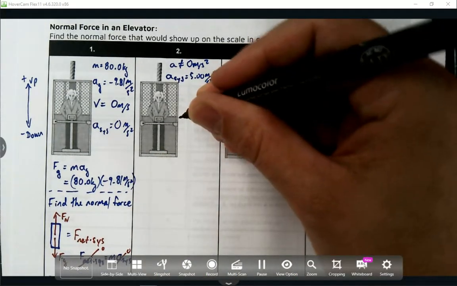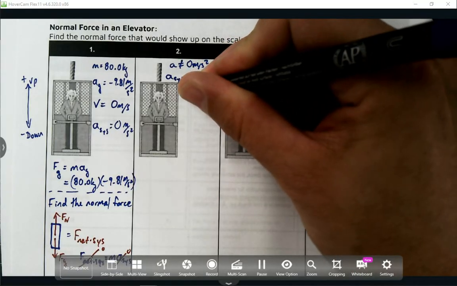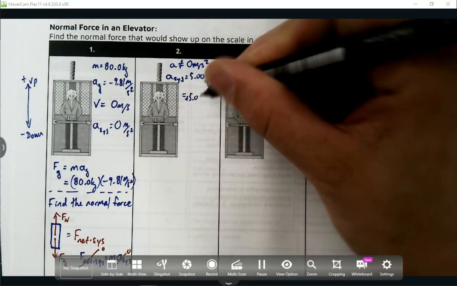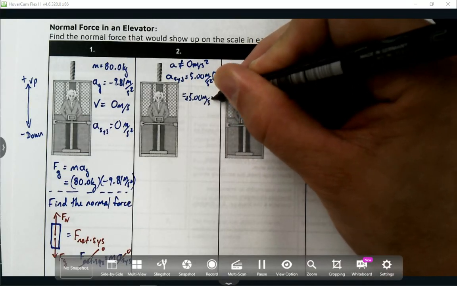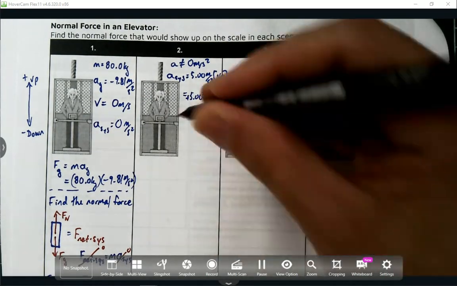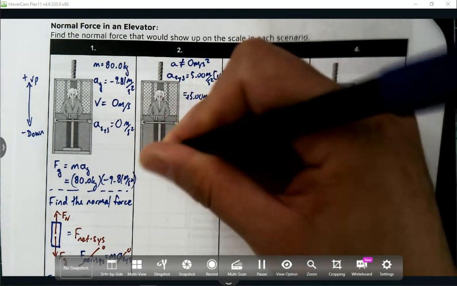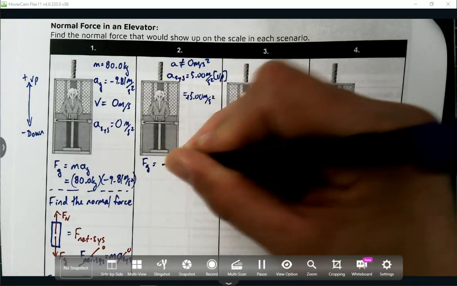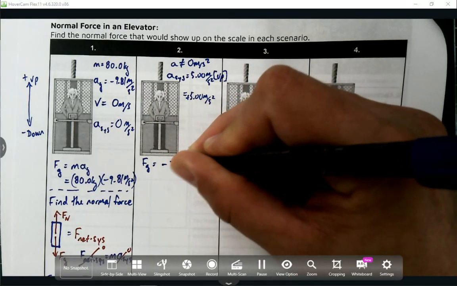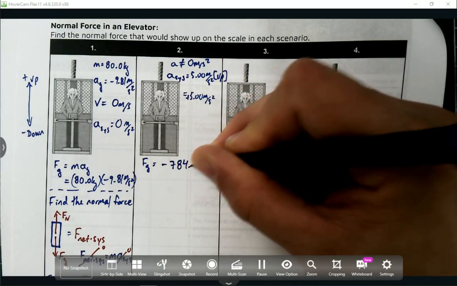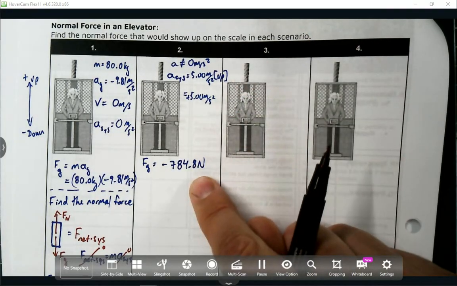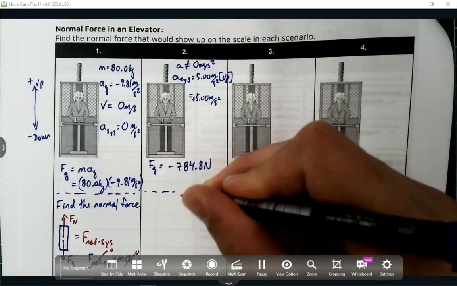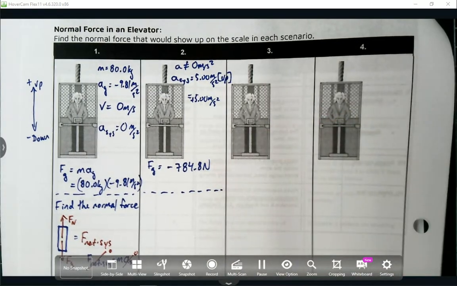Now, we're still on Earth. We're still the same person. So we say, all right, well, the acceleration is 5.00, I could say positive 5.00 meters per second squared, just translating up into math. The force due to gravity, still the same. Fg is equal to negative 784.8 newtons. Remember, force due to gravity is going to be a downward vector. So I'm going to leave that in the proper negative. It hasn't changed. Same fella, same planet.